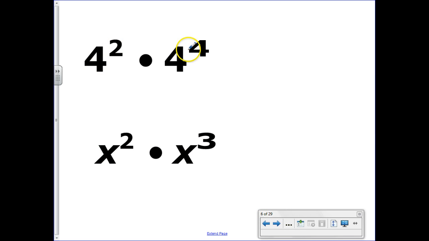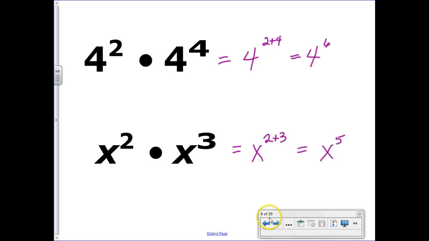So as we look at this top one here, 4 to the second power times 4 to the fourth power, we just have to take those two exponents and add them together. I get 4 to the 6th power. X to the 2nd power times x to the 3rd power. The same base means add your exponents together. X to the 5th power.